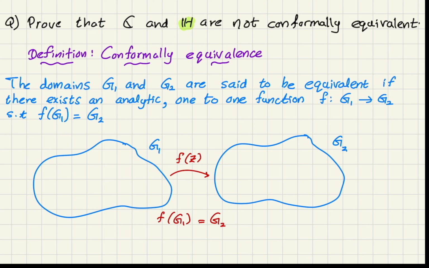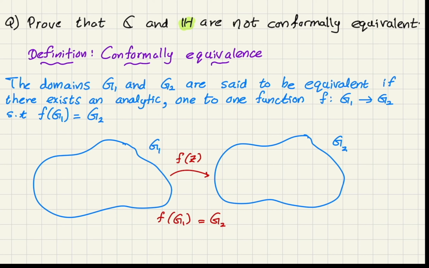Suppose you have two domains G1 and G2. We say that these two domains G1 and G2 are conformally equivalent if there exists an analytic one-to-one function f from the domain G1 to G2, such that the image of function f is equal to the domain G2. Actually, this function f is a bijection from domain G1 to G2, and also it is an analytic function.